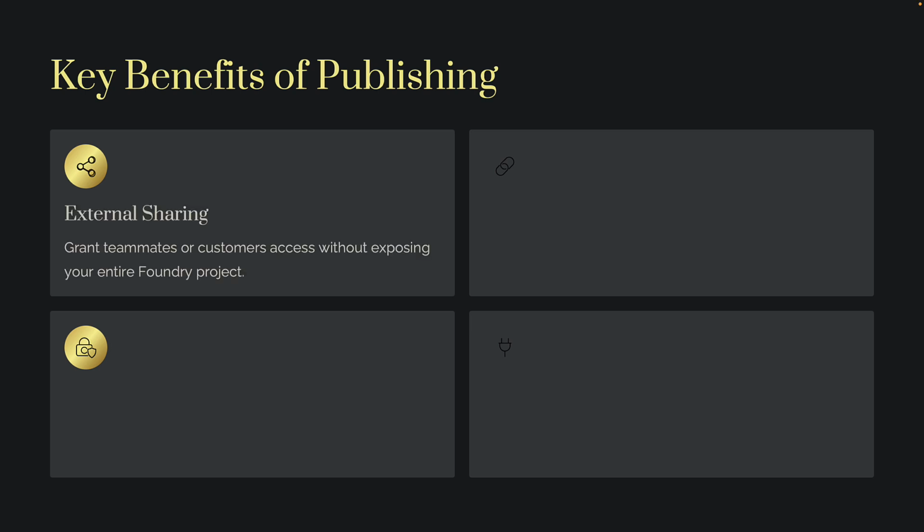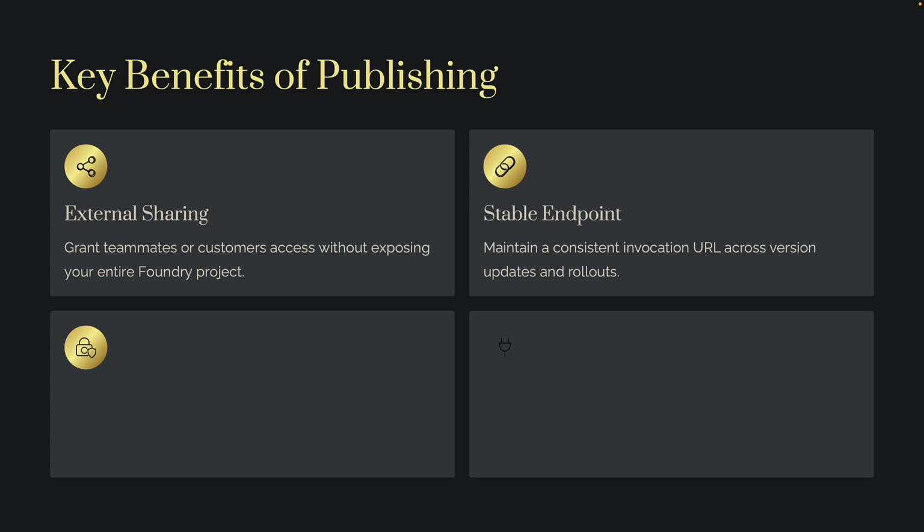First thing is sharing. As I said, everything is in development, and you want to share. You want to grant your teammates or customers access without exposing your entire Foundry project. Your Foundry project could have, say, 20 agents, but you just want to share only one agent. How would you do that? You need to publish it. Key point, which is a stable endpoint. You have 20 agents inside your Foundry, but if you want to share, you need to have a stable endpoint.